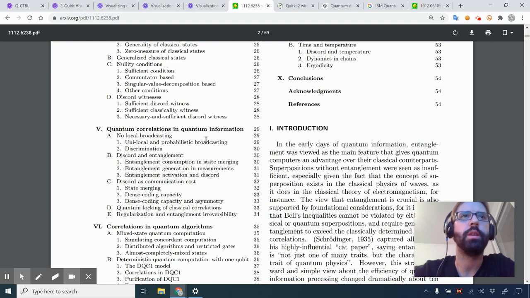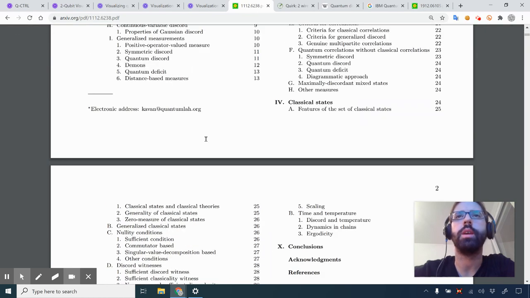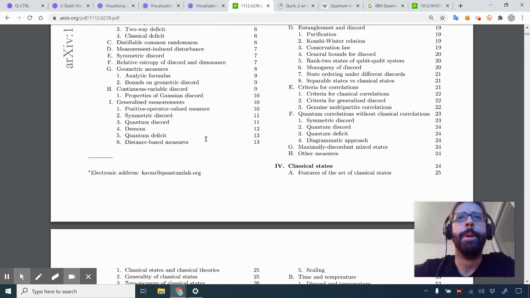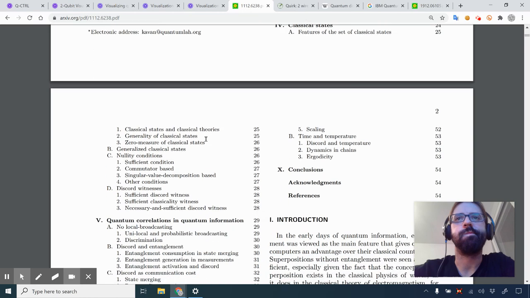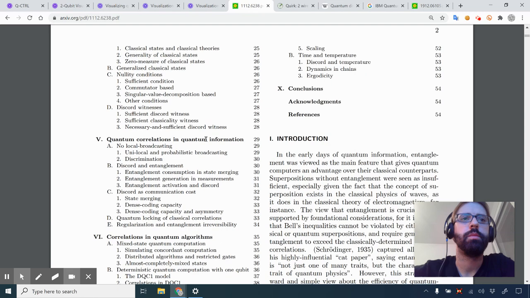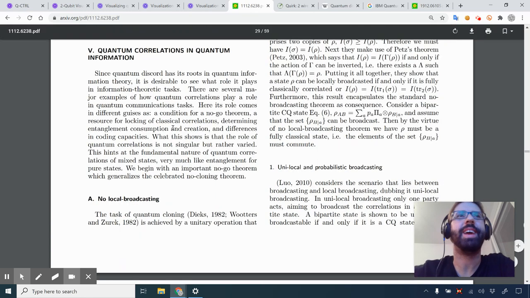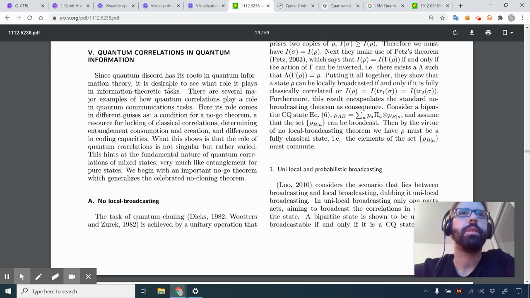Non-local broadcasting. Discord is... discord weakness. Classical states. Maybe that's where I should start next time. I'll skip all the technical definitions for now. What role does it play in information theoretic tasks?